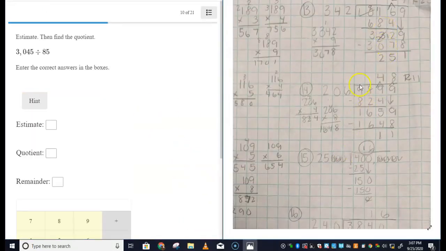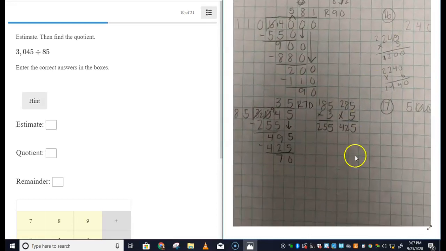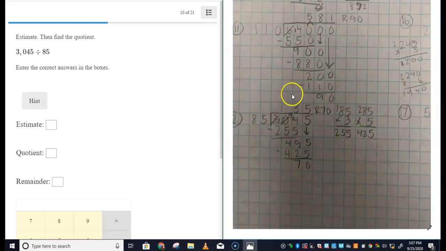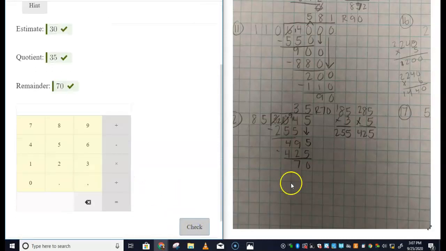Okay, if I move this we have 3,000 right here. 3,045 divided by 85. Your estimate should have been 30. And then your quotient was right here, 35, remainder 70. Again, if you need to stop this and look at my work to see how I did that, make sure you are doing that.